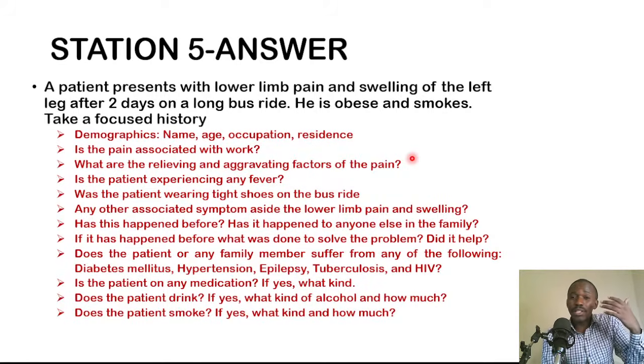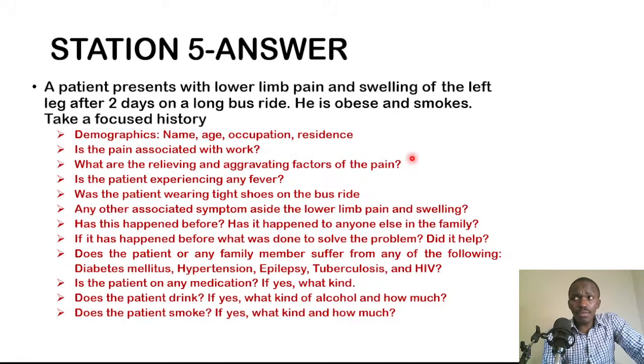Is the patient experiencing any fevers? Was the patient wearing any tight shoes on the bus ride? And are there any other associated symptoms aside from the limb and even the swelling? For example, chest pains or even coughing. This could mean that the emboli has actually dislodged and gone to block the pulmonary vasculature and actually resulted in a pulmonary embolism. Then has this happened before?